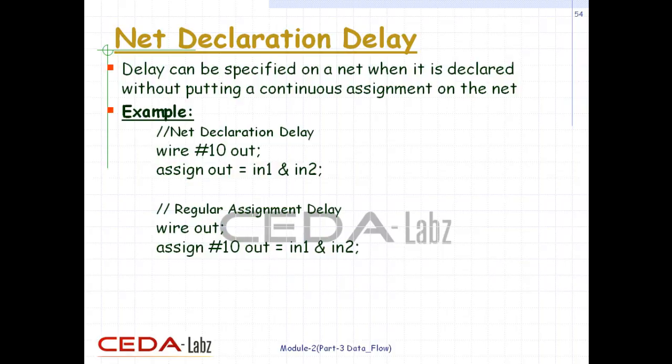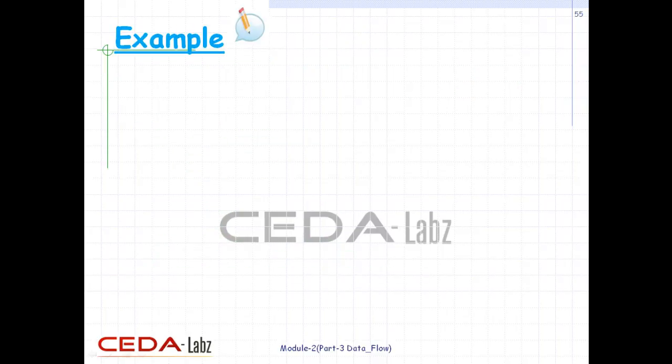Here is an example of both net declaration delay and regular assignment delay. In net declaration delay, delay is defined at the time of net declaration only, whereas in the latter one, delay is defined after the keyword assign.